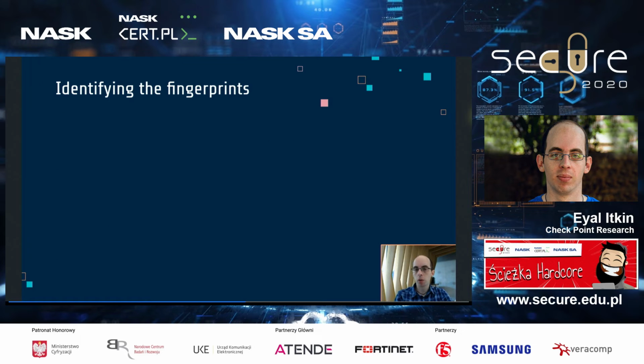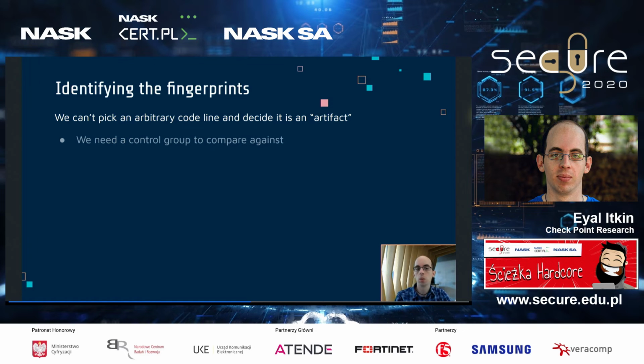Before we could identify the fingerprints, we need to remember that we can't simply pick an arbitrary code line and say, well, this is an artifact, because it could be a well-known code snippet from an exploit tutorial or from GitHub. We can't really know. So we need some way of having a control group to compare against and cancel out false positives.